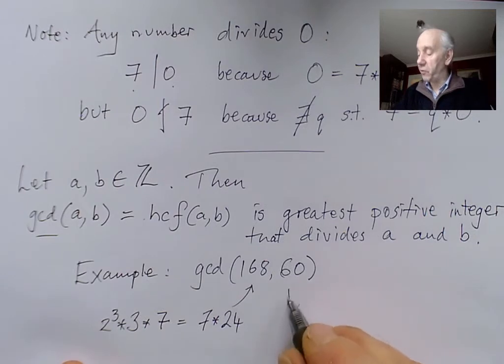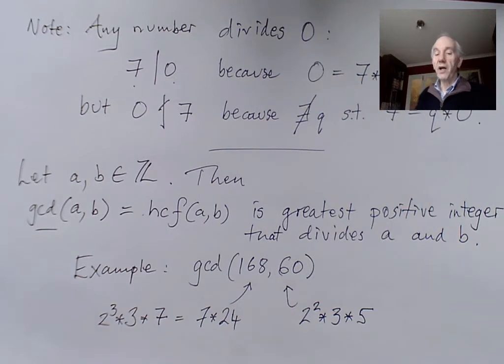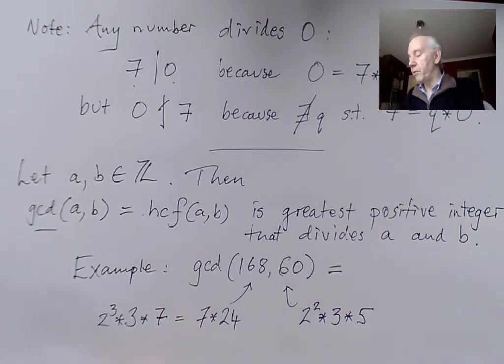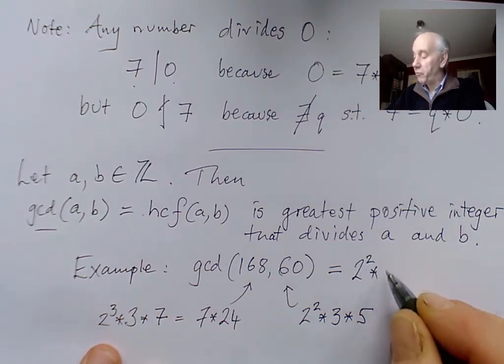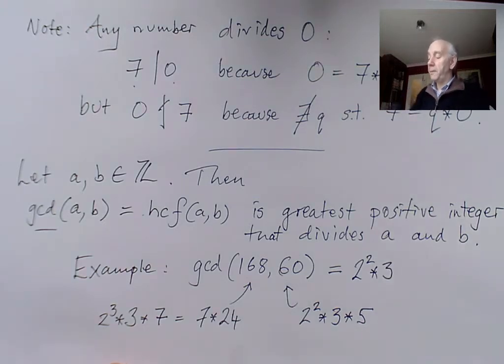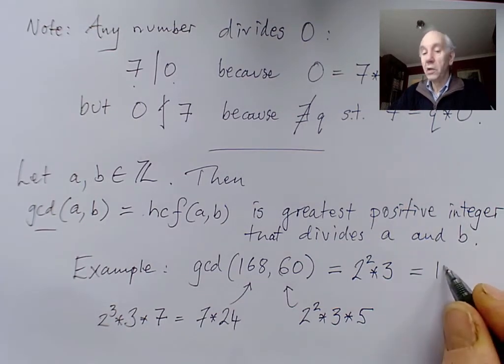Whereas 60, of course, is 5 times 12. 12 is 2 squared times 3 times 5. So if you look at those prime factors, if you want the biggest number which has factors in common, you're going to have a 2 squared, you're going to have a 3, but nothing else. So that's equal to 12. So of course the greatest common divisor is 12.